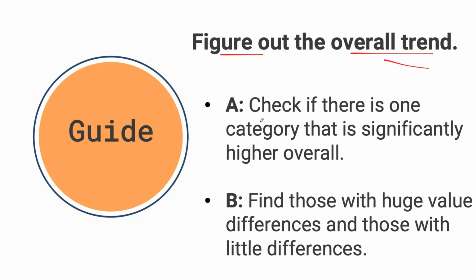So basically that means checking if there is one category that is significantly higher overall, and finding those with huge value differences and those with little differences. And these things that stand out will be noteworthy to point out in our essay. Okay, so keeping this step 1 in mind, I'm going to take you to our writing prompt today, and I'll show you how to approach these steps.